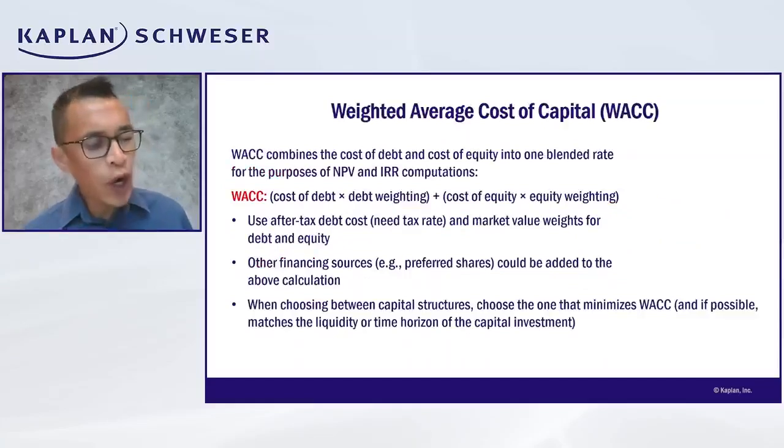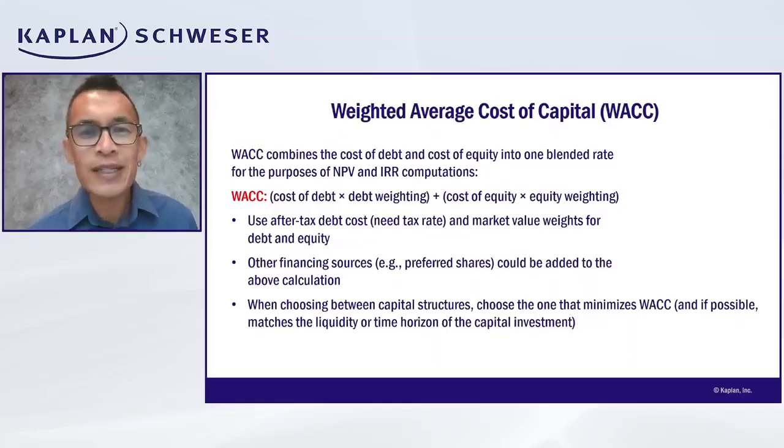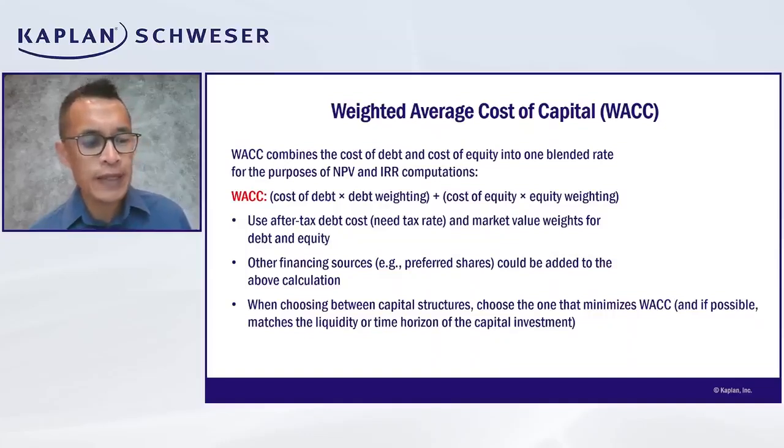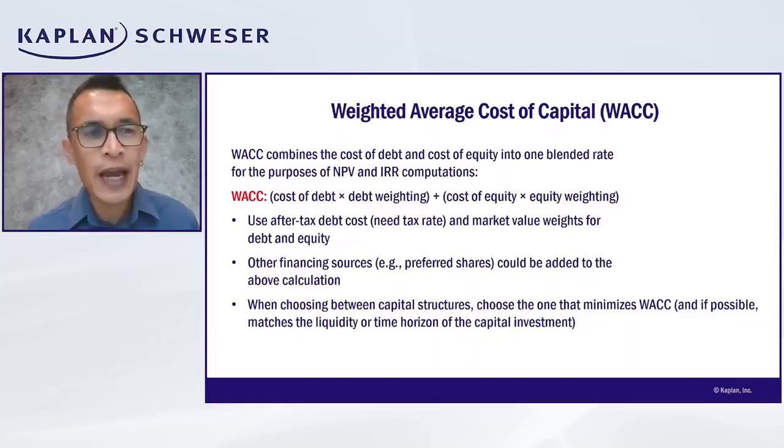Now, earlier on, when we were doing the NPV and IRR calculations, there was a discount rate to consider, either as the required rate of return in NPV or the hurdle rate in IRR. Now, the discount rate is often the WACC, weighted average cost of capital, which is, as you will see, a blended rate of debt and equity.